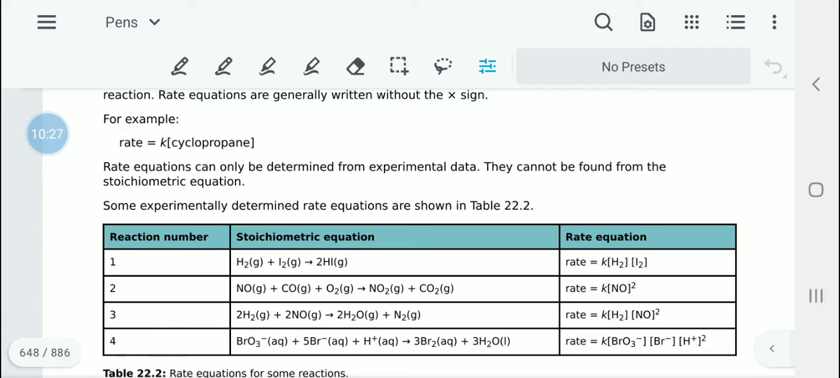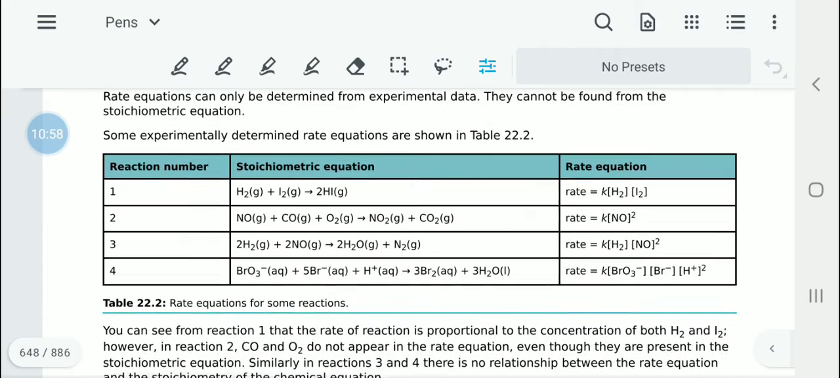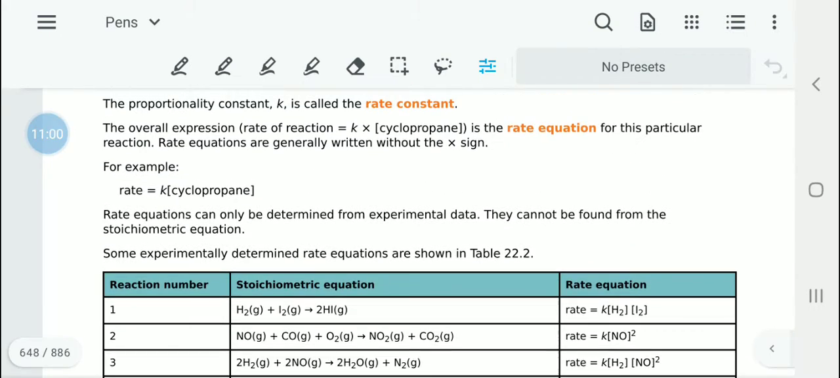Then nitrogen monoxide plus carbon monoxide plus oxygen giving nitrogen dioxide and carbon dioxide. The rate of the reaction depends on nitrogen monoxide squared: rate equals k[NO]^2. Then 2H2 plus 2NO giving 2H2O plus N2, that rate equation is rate equals k[H2][NO]^2. So these are all found by experimentation, right?